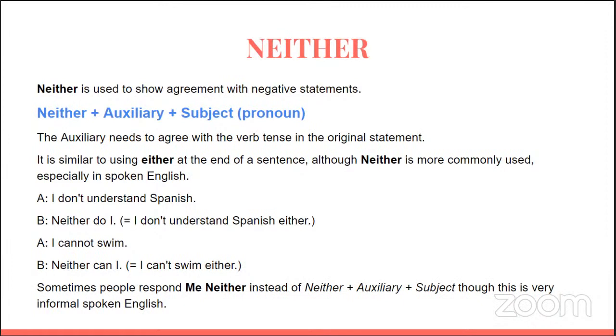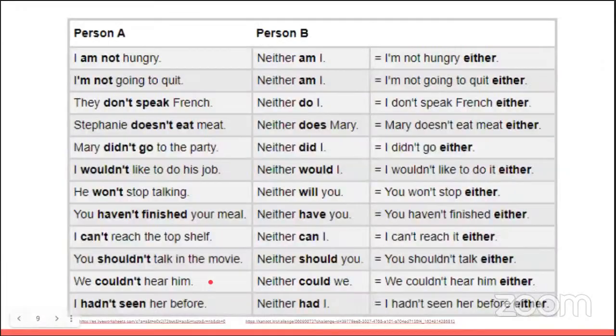All right, let's go on to the examples. I am not hungry. Neither am I. I'm not hungry either. I'm not going to quit. Neither am I. I'm not going to quit either. Correct. They don't speak French. Neither do I. I don't speak French either.